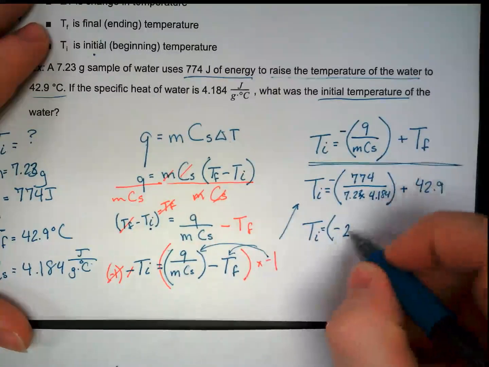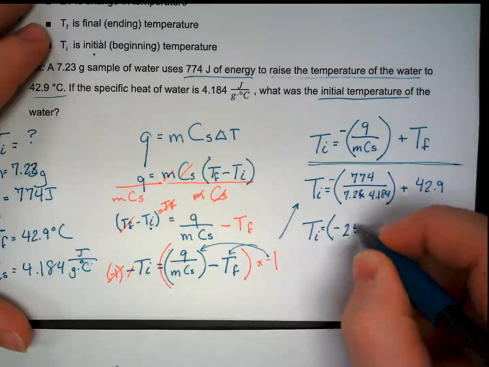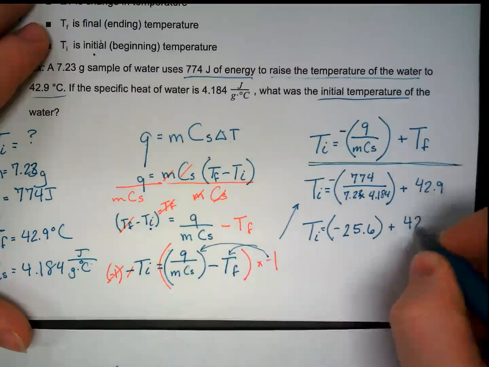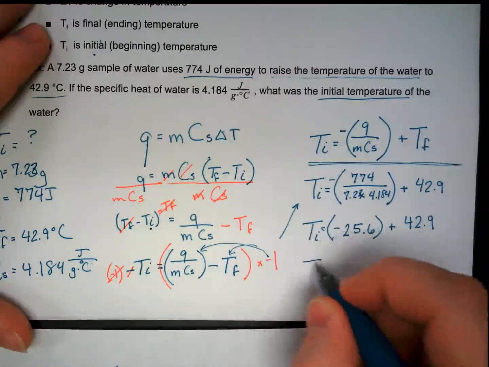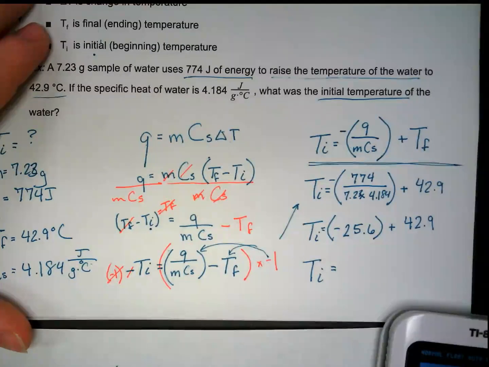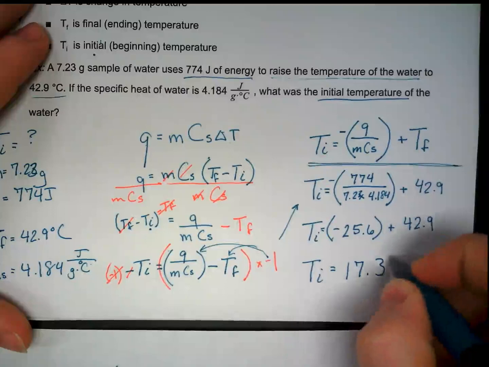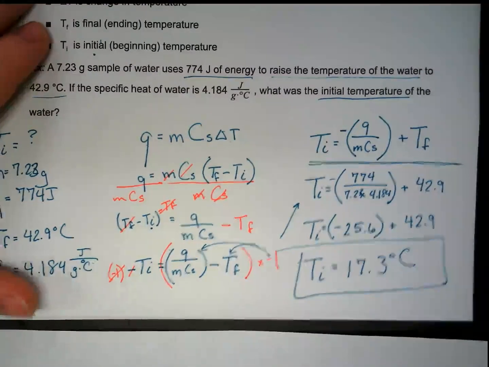So keeping sig figs in this little guy right here, it looks like I'm going to get a negative 25.6. Okay, plus 42.9. Okay, so then I'm going to add those together. And here's what I will get. I will get a negative 25.6 plus 42.9. And what we get here is 17.3 degrees Celsius. Easy peasy lemon squeezy, man.